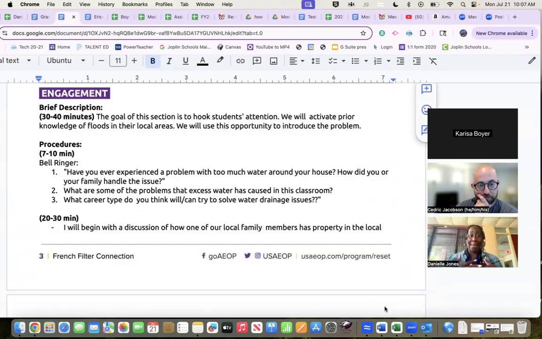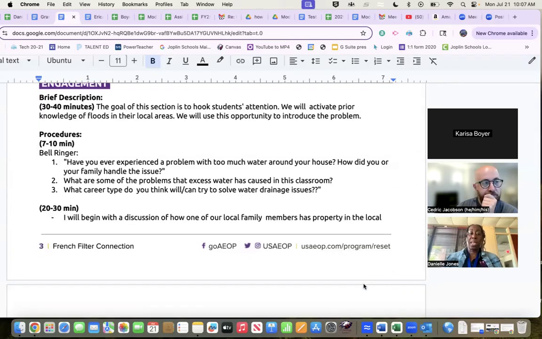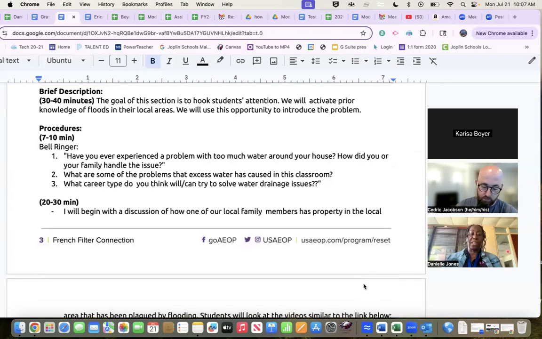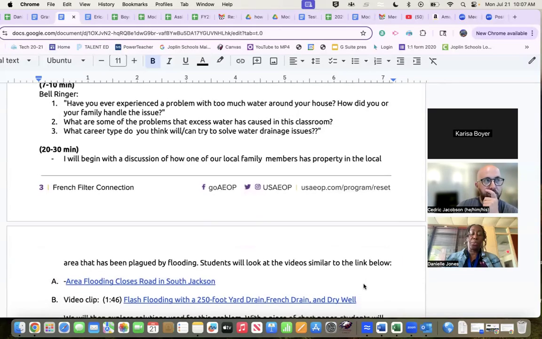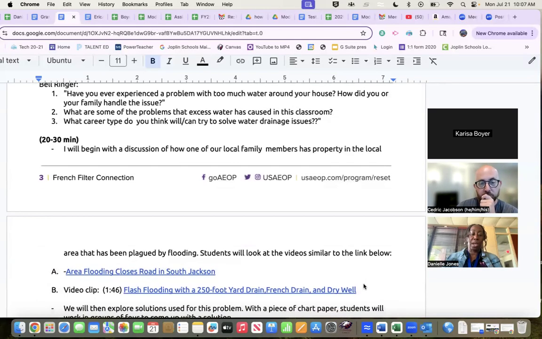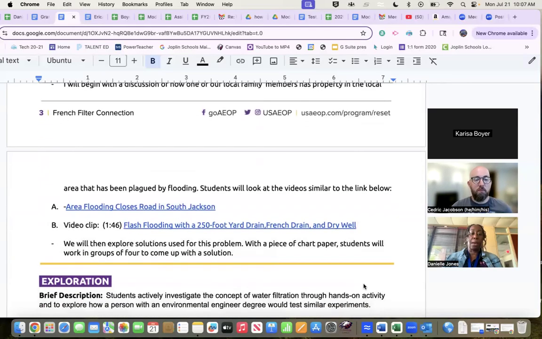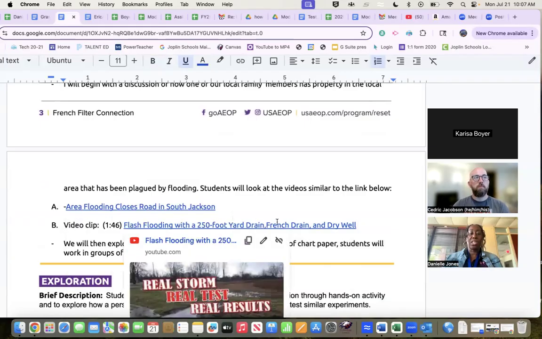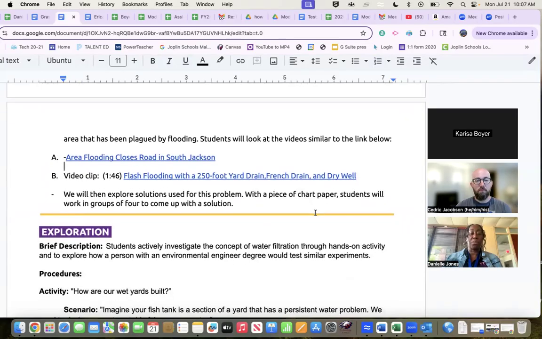One way that I decided to engage my students, as well as my cohort here, we were thinking about areas around us that had problems with flooding and things like that. With the career connection that we had, we decided to look into French drainage systems. If you look here, there are videos about areas in Jackson, where I'm from, that have issues with drainage, and we were trying to figure out ways to solve this problem.